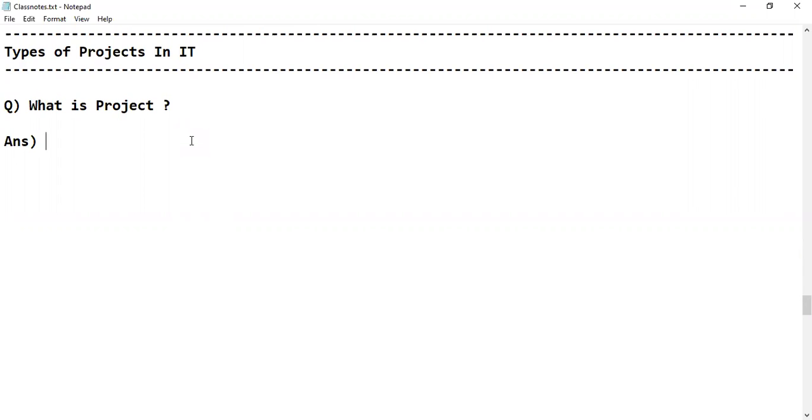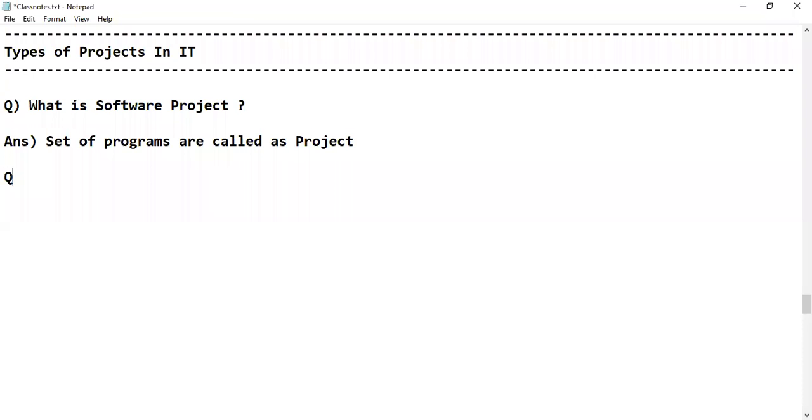A set of programs is called a project. Is that answer correct, guys? What is a software project? A set of programs is called one project. Am I right, guys?